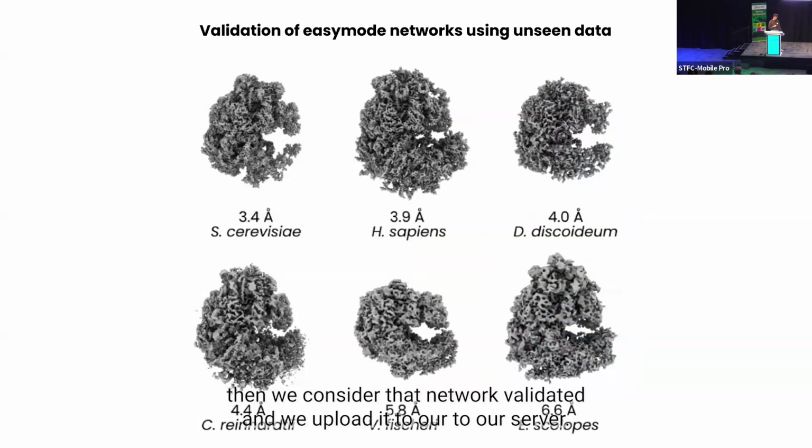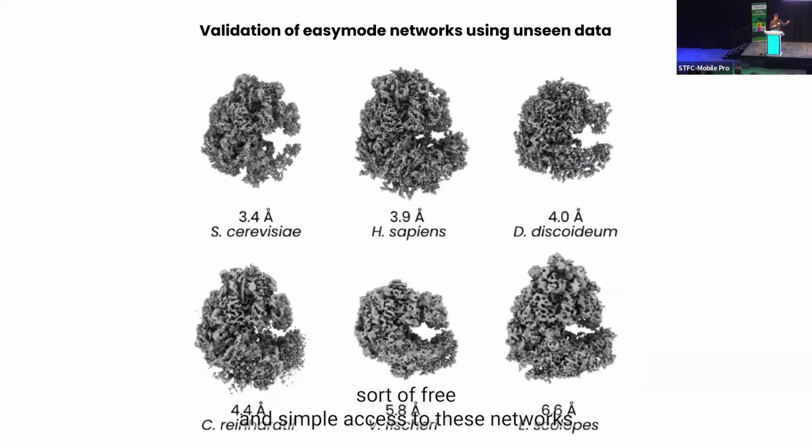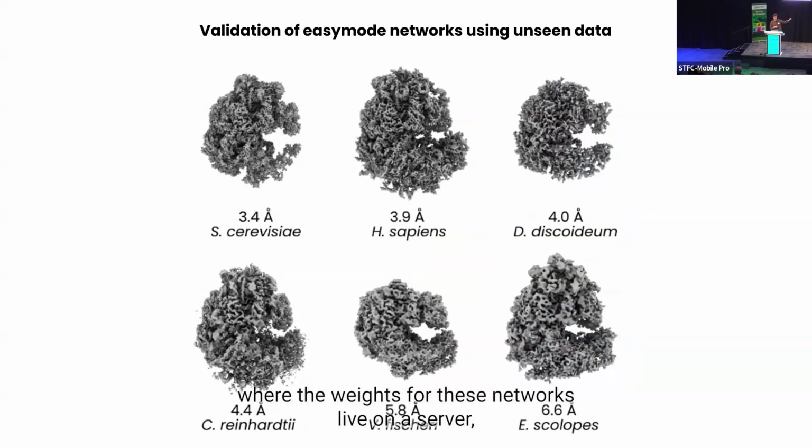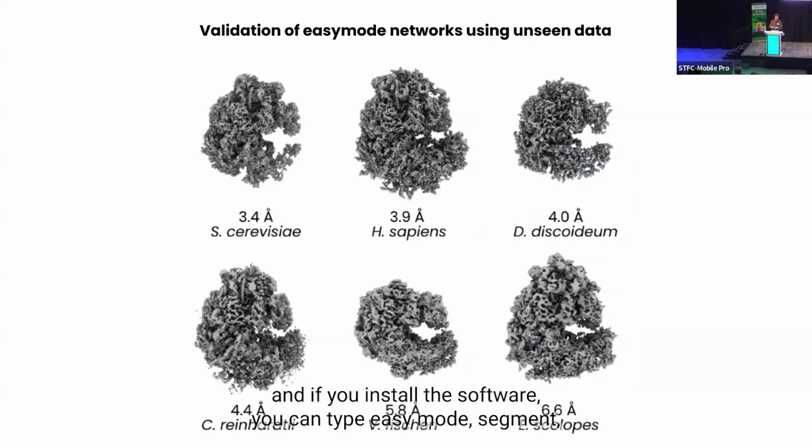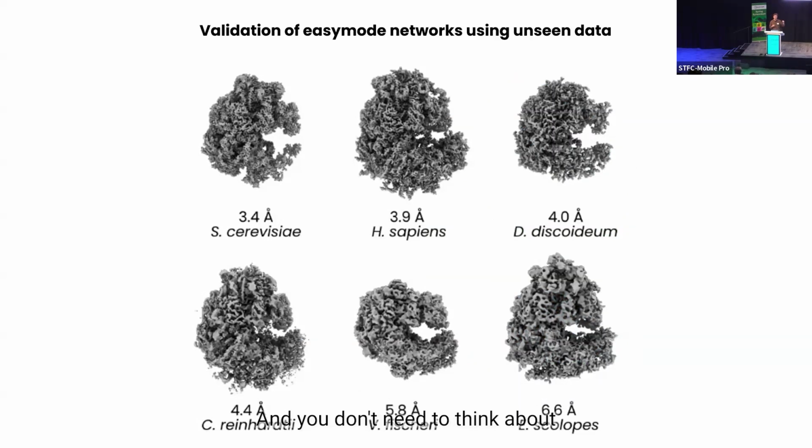to our server. I forgot to mention, the reason we call it easy mode is the idea is to give sort of free and simple access to these networks where the weights for these networks live on a server. And if you install the software, you can type easy mode segment ribosome or whatever feature you're interested in. And you don't need to think about where the weights come from or exactly how inference is done. It should just reliably work.